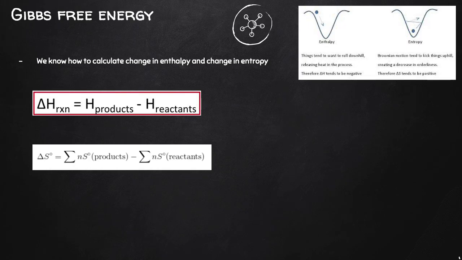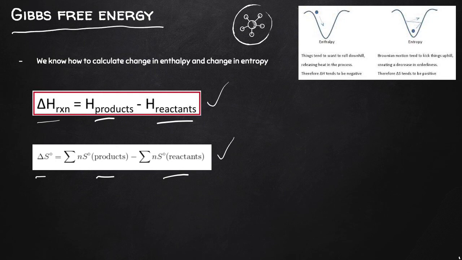So we know how to calculate change in enthalpy and we know how to calculate change in entropy. Our delta H, change in enthalpy, is the enthalpy of the products minus the enthalpy of the reactants. Similarly, our change in entropy, delta S, is the entropy of the products minus the entropy of the reactants. Now, if we calculate both of those for a particular reaction, we can plug them into the Gibbs free energy equation. We also take into consideration temperature when we do that.